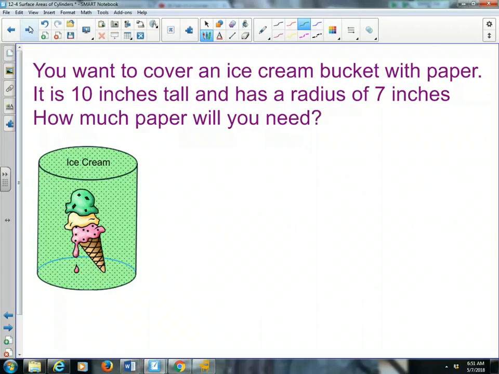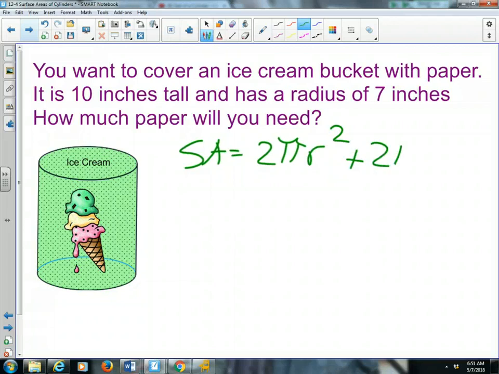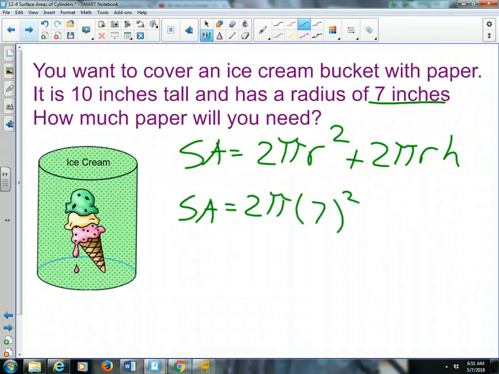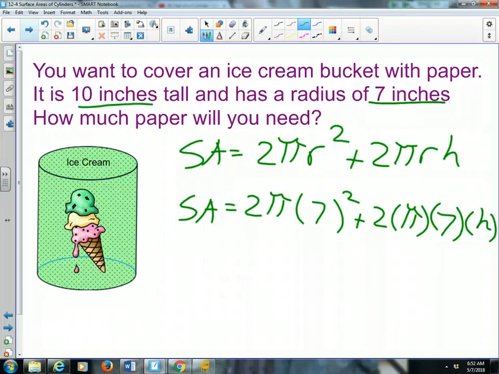You want to cover an ice cream bucket with paper. It is 10 inches tall and has a radius of 7 inches. How much paper will you need? Well, this one I give you everything that you need. The surface area of any cylinder is 2 pi r squared plus 2 pi r h. So it tells us that the radius is 7. So surface area equals 2 pi 7 squared plus 2 pi 7 multiplied by the height, and the height is 10 inches tall.